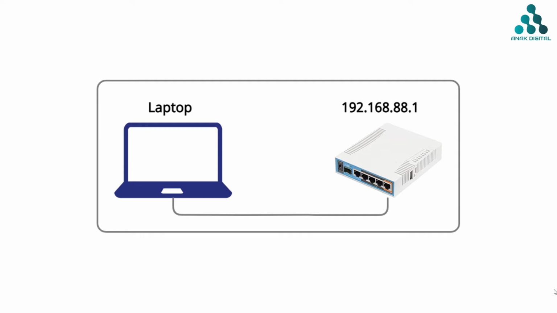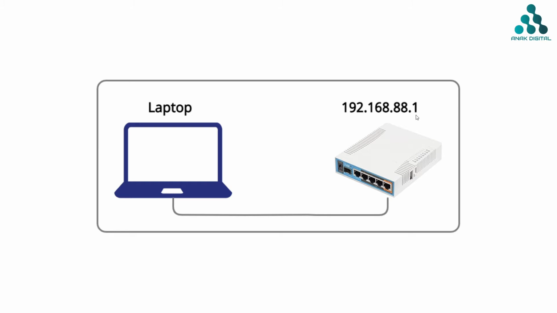Okay, we just do the configuration, listen carefully. This is the topology. Your laptop connects with a LAN cable to the router board. In a new Mikrotik router board, there is usually a default IP configuration on Ether1, which is 192.168.88.1, with admin as the username and without a password.